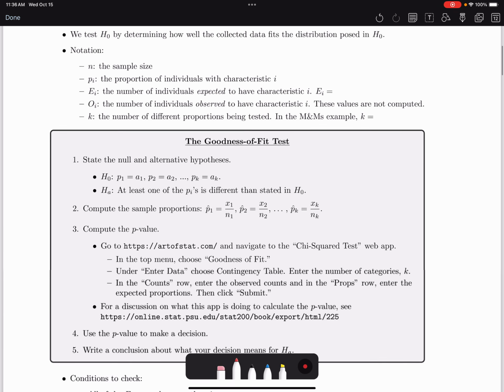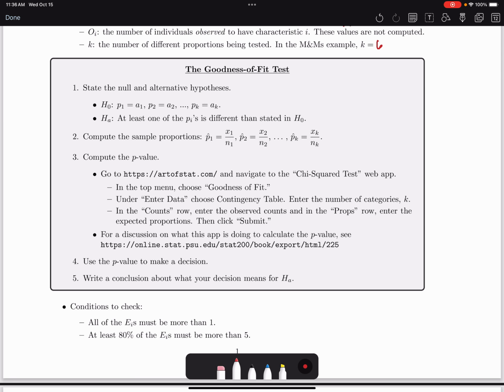Okay. So here's how the goodness of fit test goes. We don't have a left-tailed, right-tailed, and two-tailed option here. The hypotheses are always going to be stated this way, right? The null hypothesis is that P1 equals some claimed value, P2 equals some other claimed value, and so forth. And then the alternative is going to be that at least one of the proportions is different than stated in the null hypothesis. But then, everything else flows the same way, right?